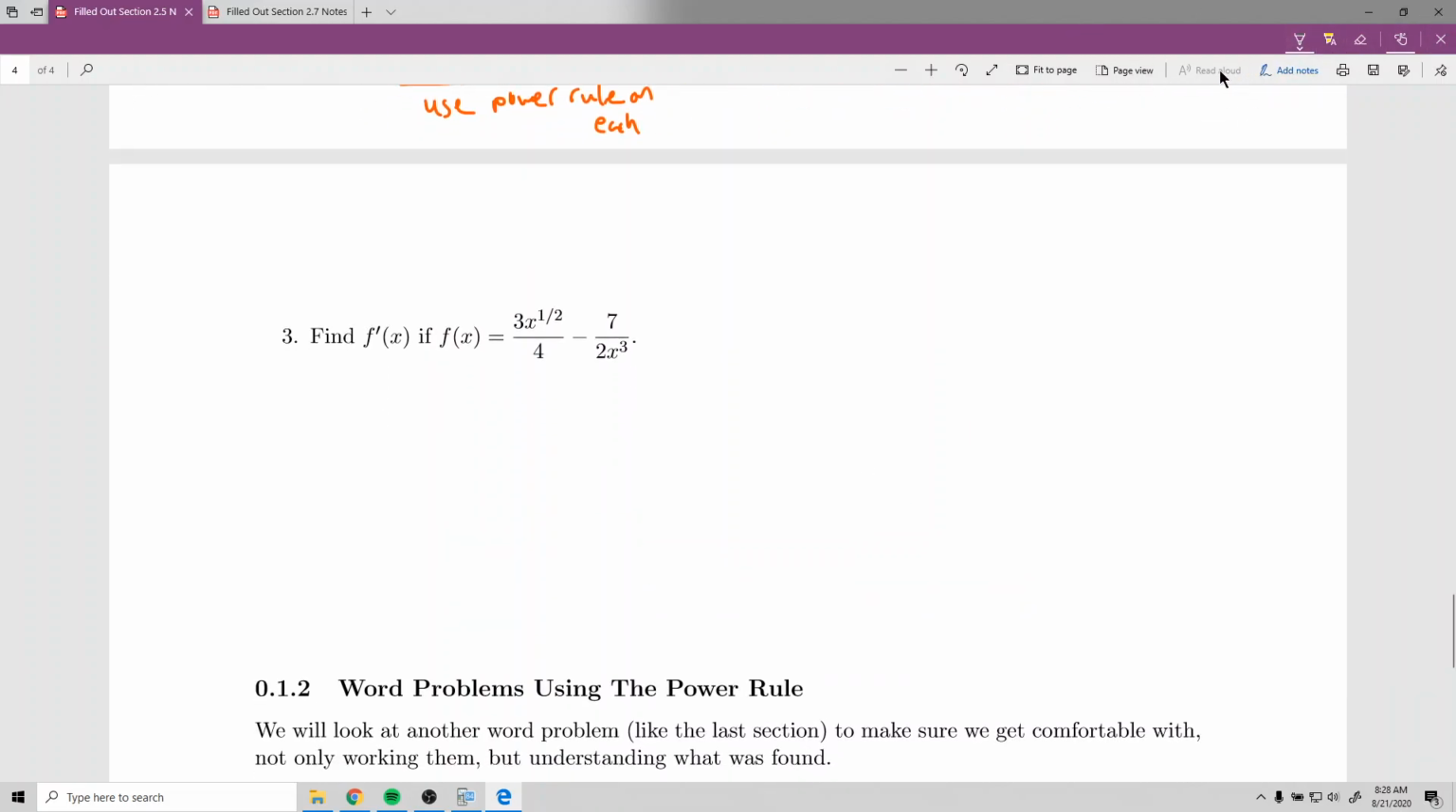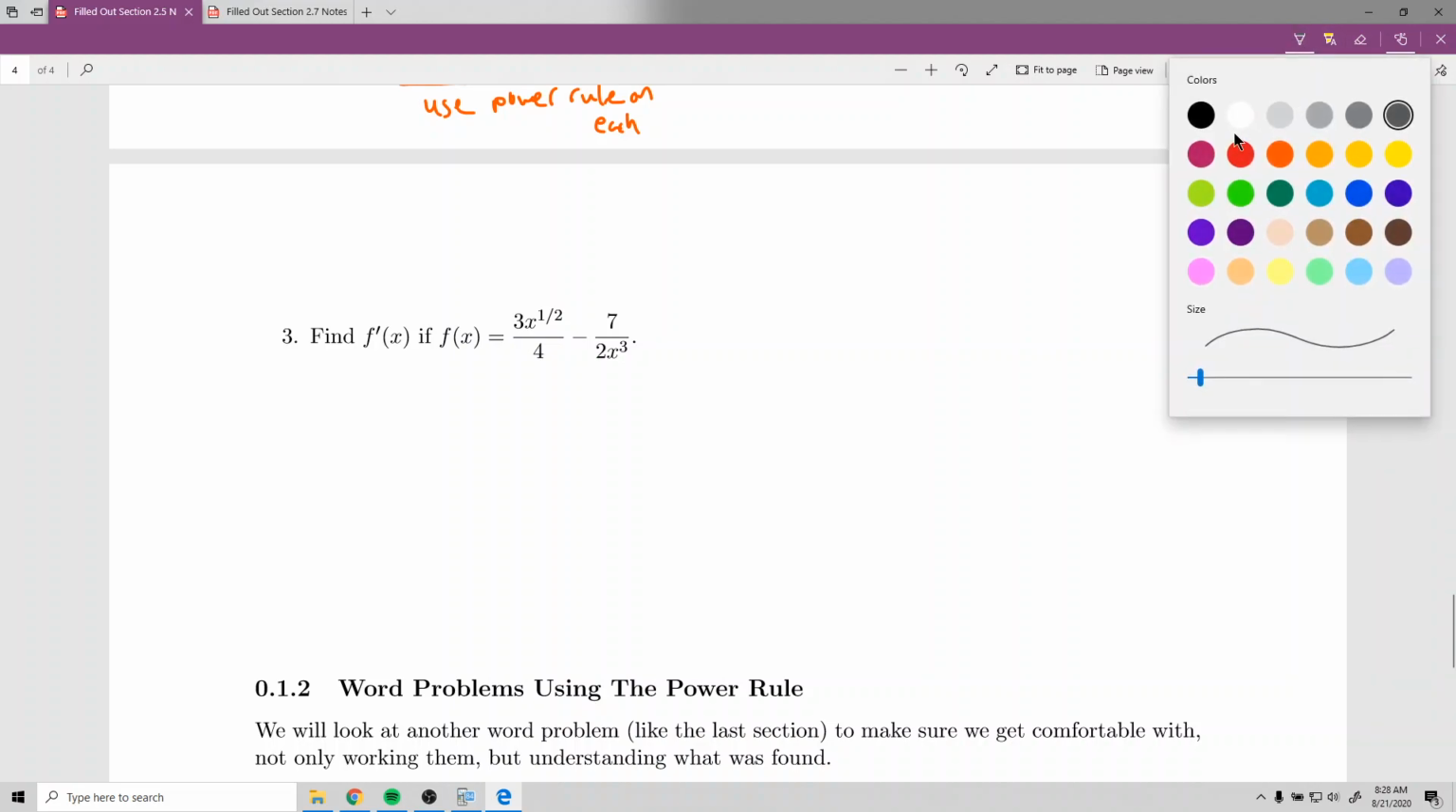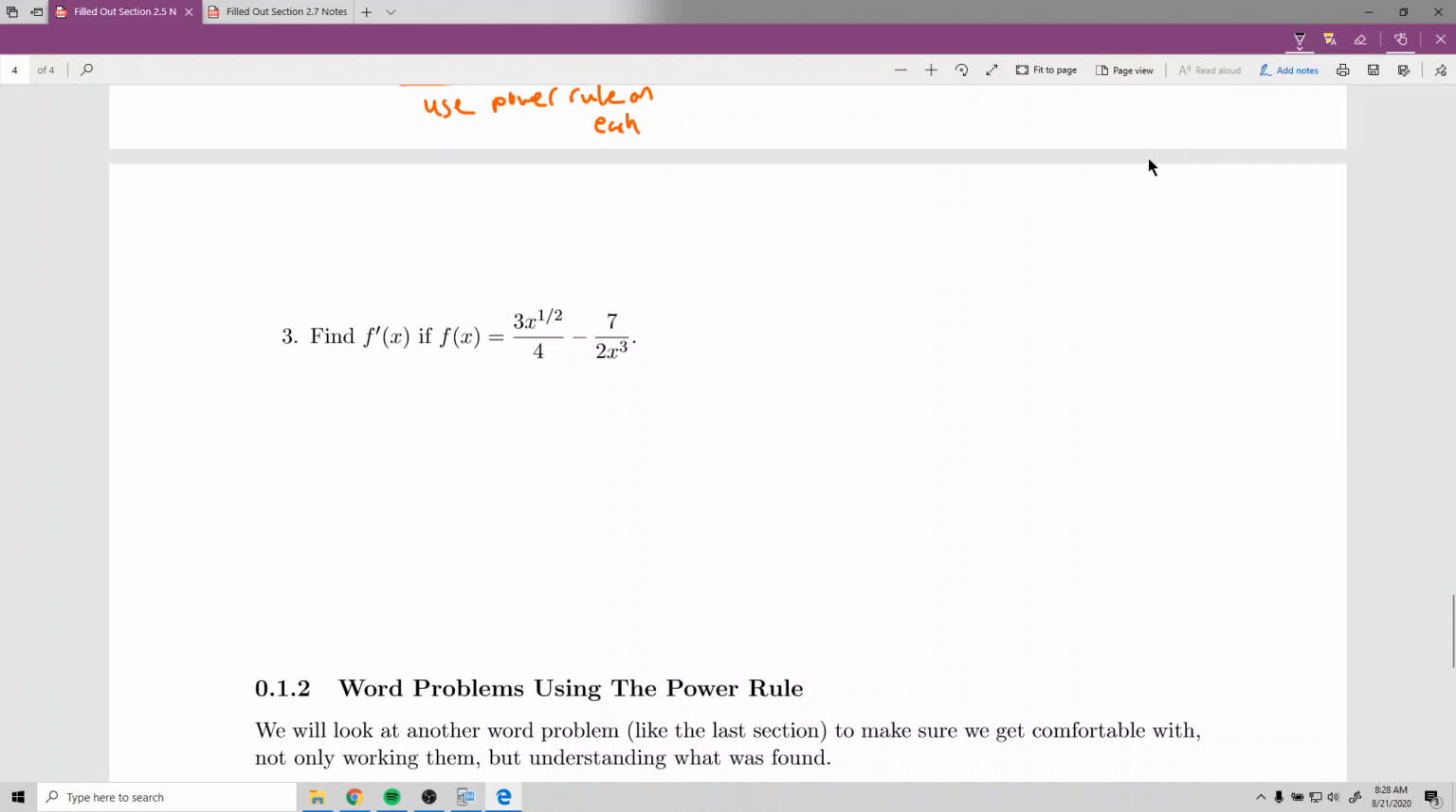All right, so the last one is really to make sure you're using your derivative rules properly, but you might have to reformat some problems in a different way. So this last one, we want to do the derivative of the function 3x to the 1/2 divided by 4 minus 7/2x cubed.